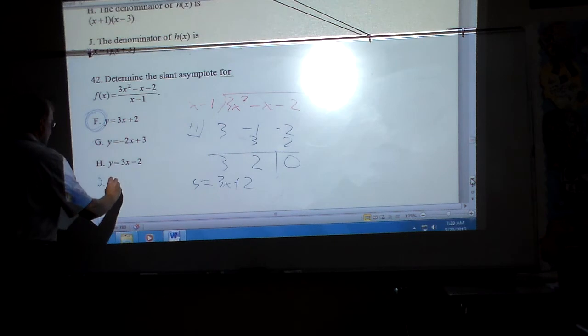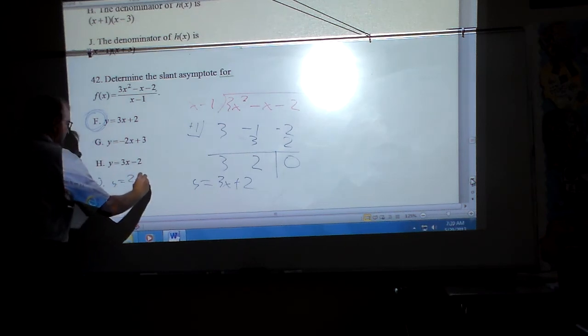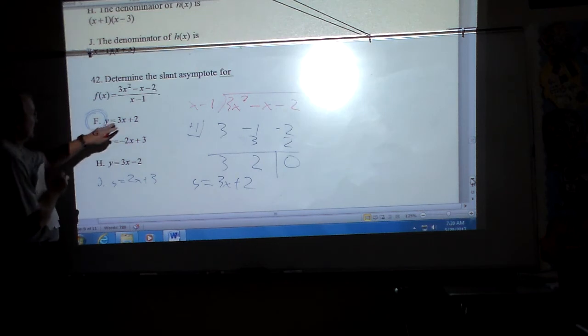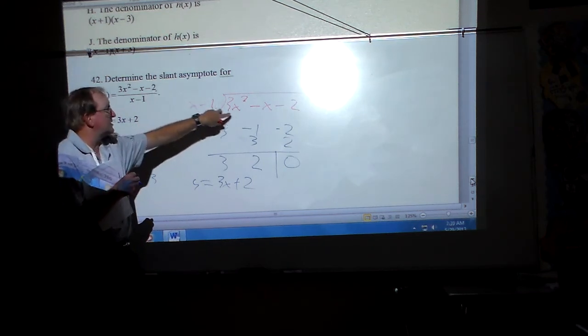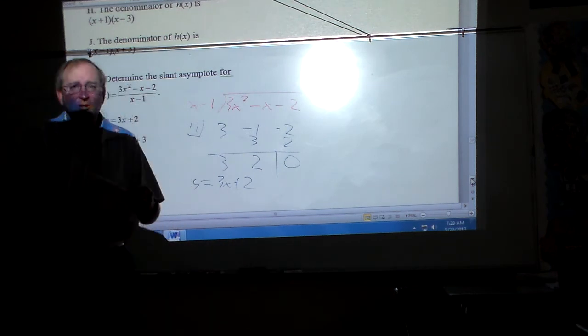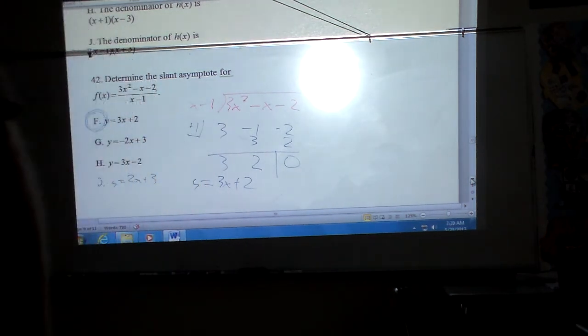Now choice J, which is not showing up, is not important. That was a choice for it, but that was not the answer. The correct answer is F, but you just have to divide this into this. And to me, synthetic division is the much easier way to go to solve the problem.